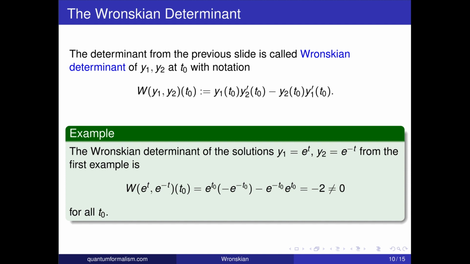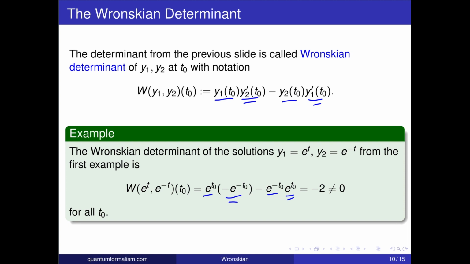So to do that, we leave the first function alone, so that'll just be e to the t0. We take the derivative of the second function. That's minus e to the minus t0. Then we leave the second function alone here. That's e to the minus t0. And we take the derivative of the first function here. But the first function's e to the t, so that's its own derivative. So we just get e to the t0.